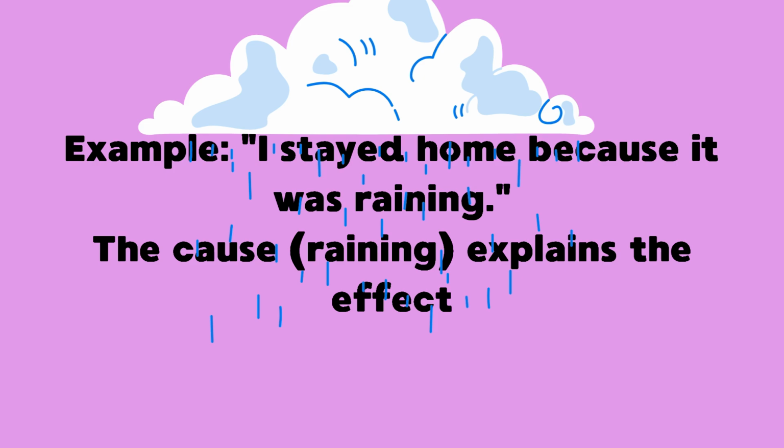Here, I stayed home is the result or effect. And it was raining is the reason or cause. The rain explains why I stayed home. So, remember, because tells us the reason behind an action or situation.